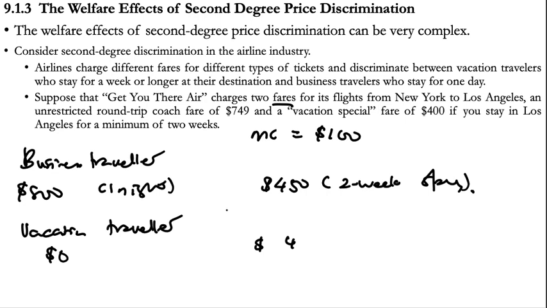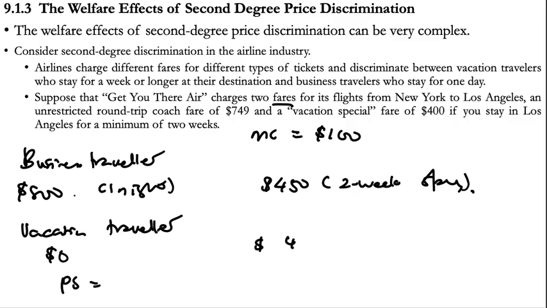So now we want to look at the welfare. All right, what happens to the welfare in this second degree price discrimination example here? Okay, so first we want to look at the producer surplus. Now the producer surplus here is actually equivalent to what? It is actually equivalent to 1,200. How do we get that 1,200?